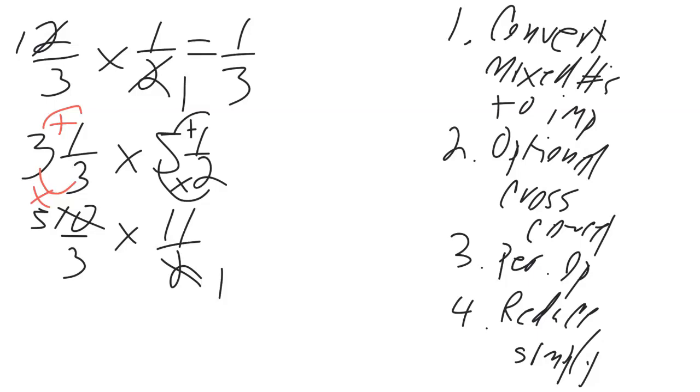5 times 11 going across here is 55. And then 3 times 1 is 3. And then you get 55 over 3.